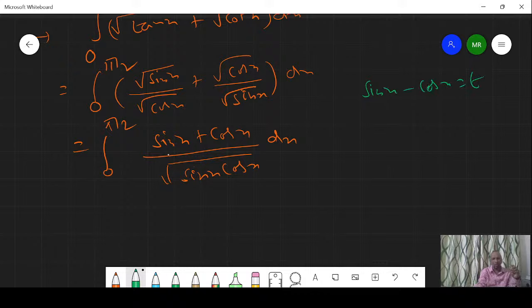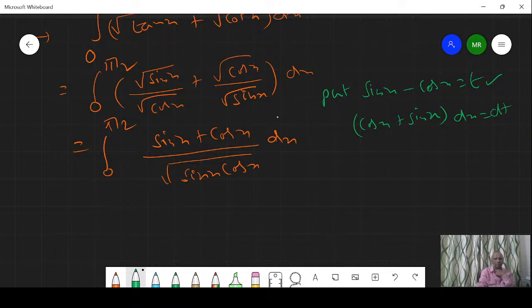Sir, why do we take this? You see, the integral of sin x is minus cos x, and the integral of cos x is sin x. If you take sin x minus cos x equal to t, then I can eliminate this. How to get the substitution is important. If you differentiate this, the derivative of sin x is cos x, the derivative of minus cos x is plus sin x, so cos x plus sin x dx is equal to dt.